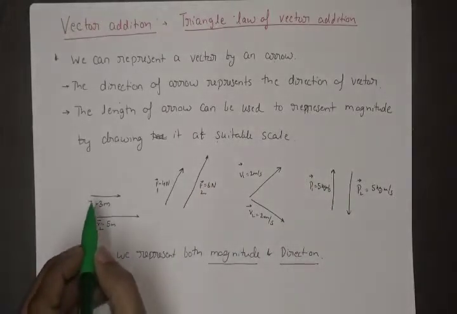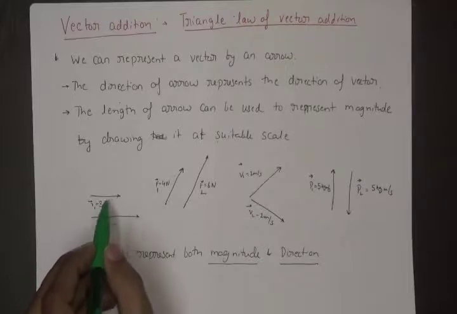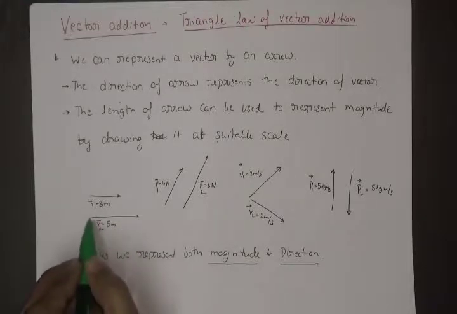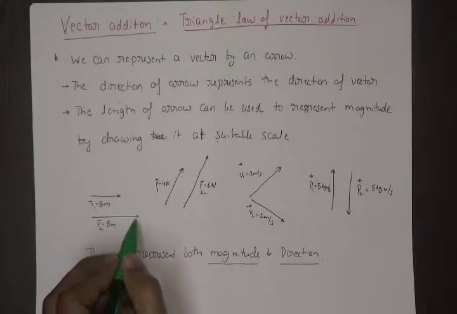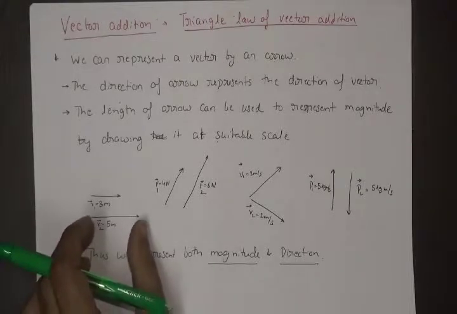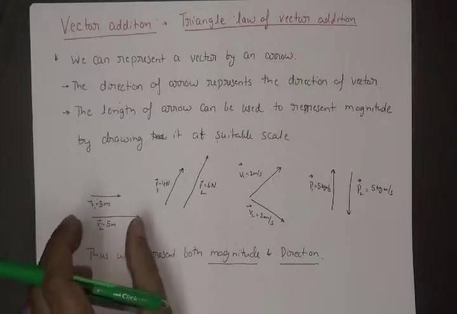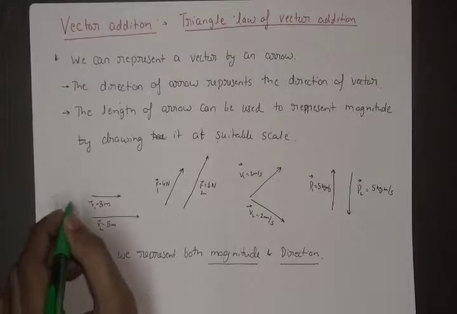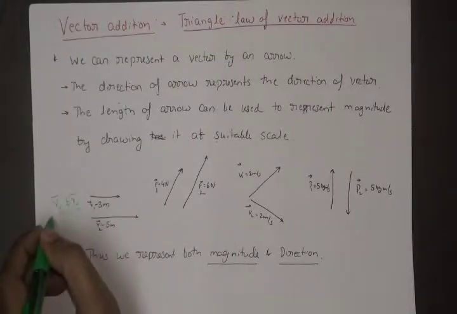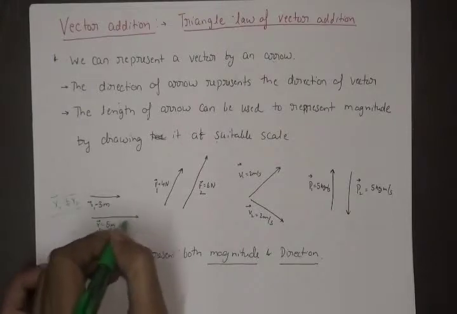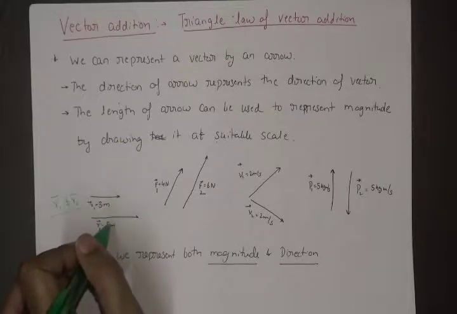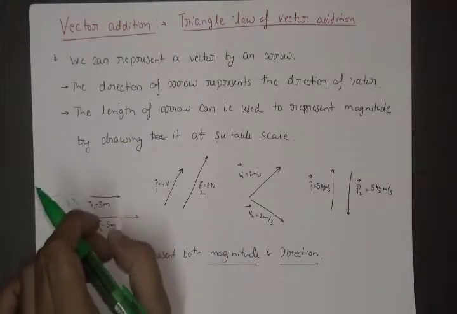For example, a displacement of 3 meters can be represented by an r1 vector, and a displacement of 5 meters can be represented by another arrow which is of greater length, drawn to proper scale. In this case, definitely r1 vector is not equal to r2 vector. Why? Because even though the directions are the same, as the arrows point in the same direction, the magnitudes are different, which are represented by the length of the arrows.